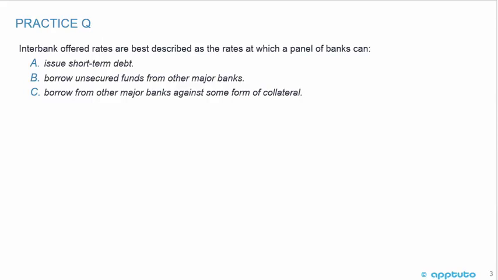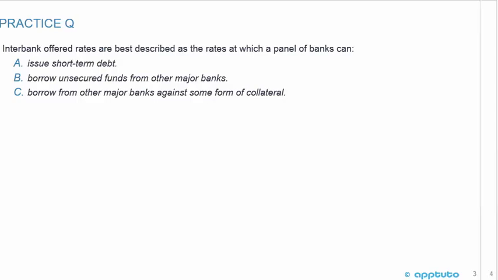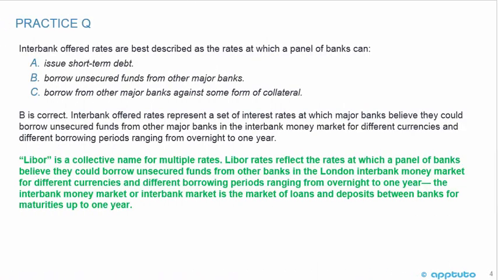The first one: interbank offered rates are best described as the rates at which a panel of banks can A, issue short-term debt, B, borrow unsecured funds from other major banks, or C, borrow from other major banks against some form of collateral. Okay, the correct answer is B.